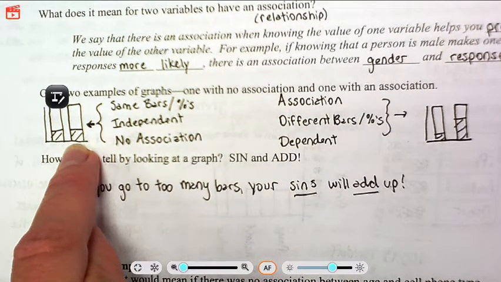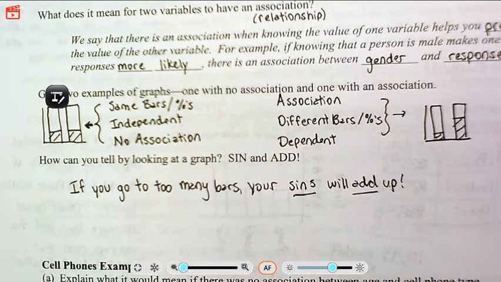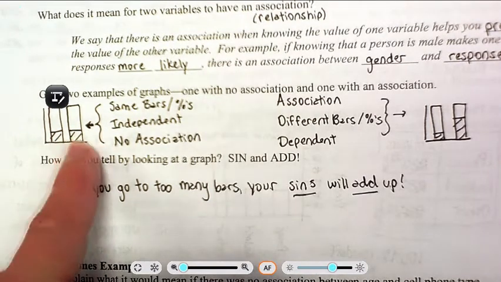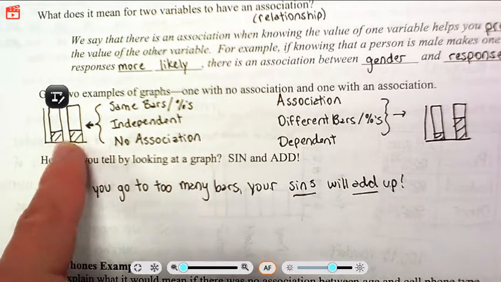No. There's no association, and here's why. It doesn't matter if you're male or if you're female, you have equal likelihood of investing in your retirement. It doesn't make a difference if you're male or female. So knowing a person is male tells us nothing more about their investment likelihood than knowing that they're female tells us about their investment likelihood. They're both as likely to invest or not invest, and so we might as well just put them together and say that people are this likely to invest in retirement.